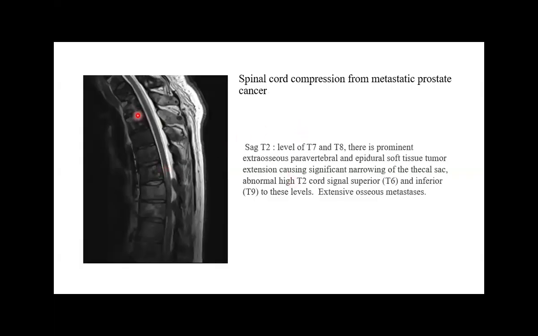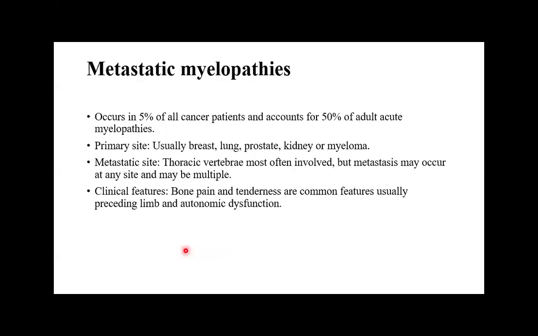And an MRI has been taken which showed sagittal T2 showing a T7, T8 level. There is an extraosseous paravertebral epidural soft tissue tumor extension that causing significant narrowing of the thecal sac. And there is T2 hyperintensity also extending above this level to T6 and below this level up to T9.